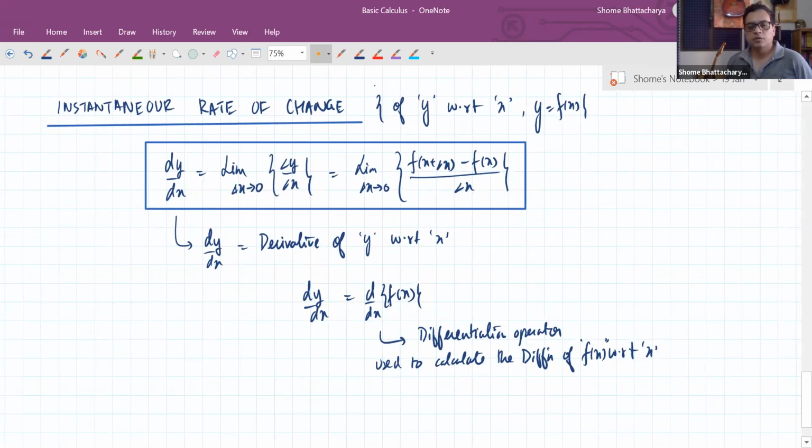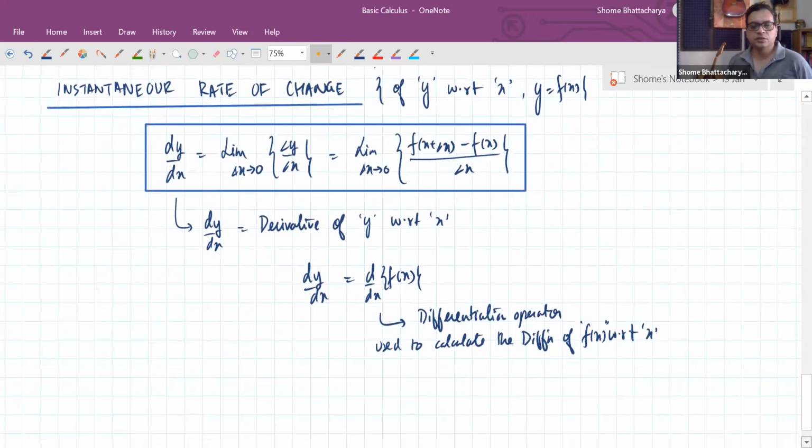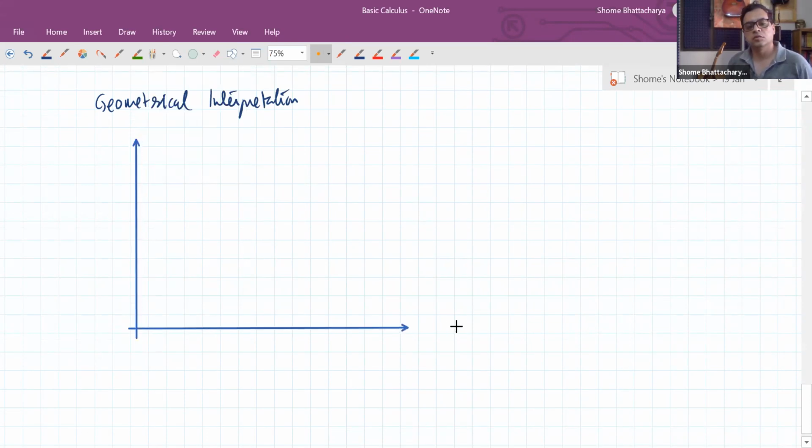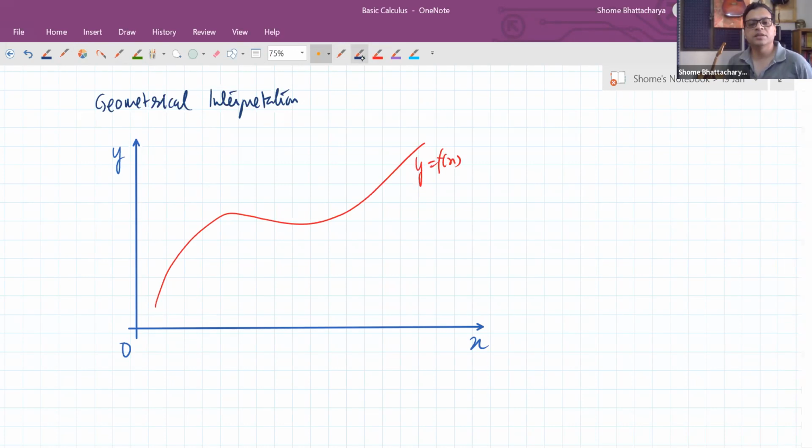Okay. Now let's also discuss the geometrical interpretation of this first. Then we will come back to the formulae and rules and all that. Okay. So the geometrical interpretation is that when we look at our function in the graphical mode, we plot that two-dimensional graph, which is giving us the variable y as a function of x. And suppose again that graph is represented by this curve.